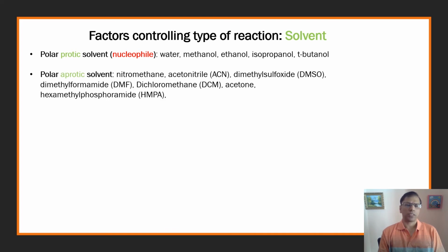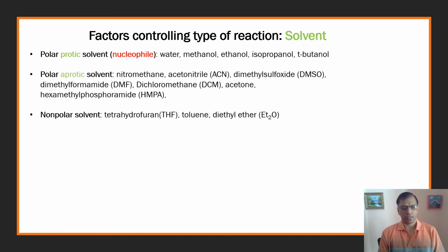The other type of solvent is the polar aprotic solvent. So in this case, there is no OH or NH. So aprotic solvents cannot do any hydrogen bonding, but they are polar. Example is nitromethane, acetonitrile, DMSO, hexamethylphosphoramide. And the last class of solvent is a nonpolar solvent. Example is diethyl ether, toluene, and tetrahydrofuran.